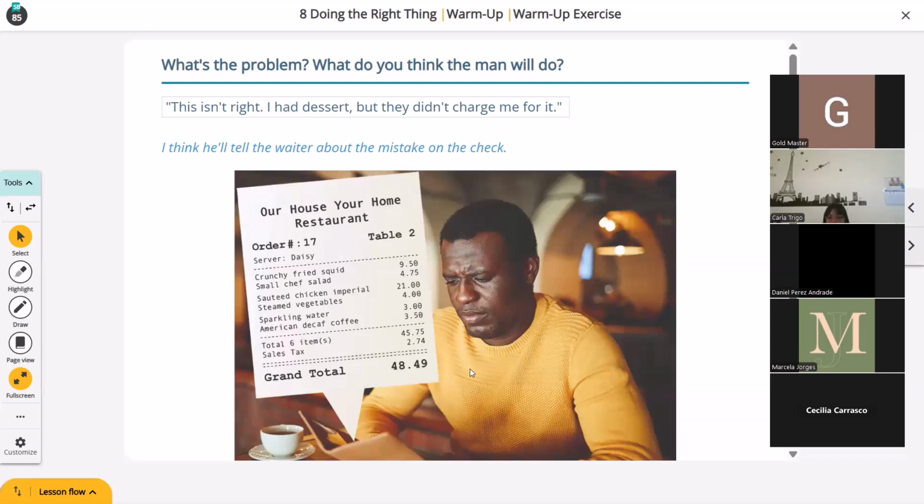Is there any other person who would like to tell me what the main problem is in this case? What do you think the man will do, so you can practice as well? You're speaking and thinking in English. So, what do you think the man will do? Any other volunteer? Nobody. Okay. Anyway, we have practiced so much today, especially in grammar, right?